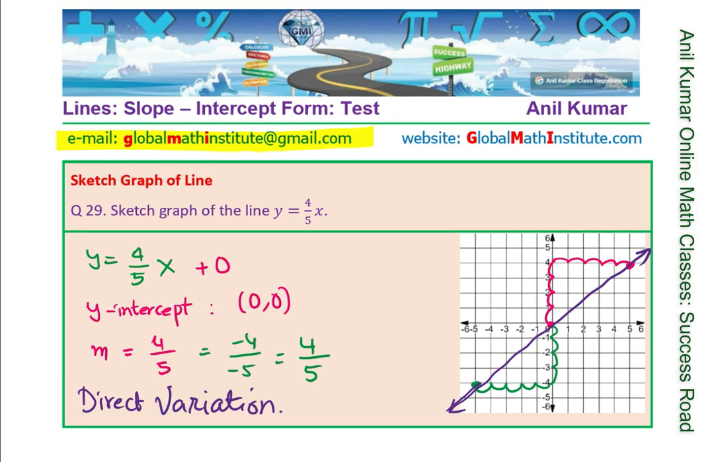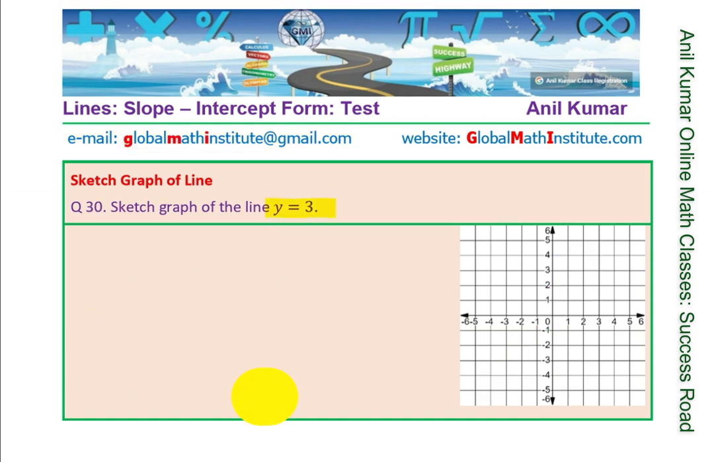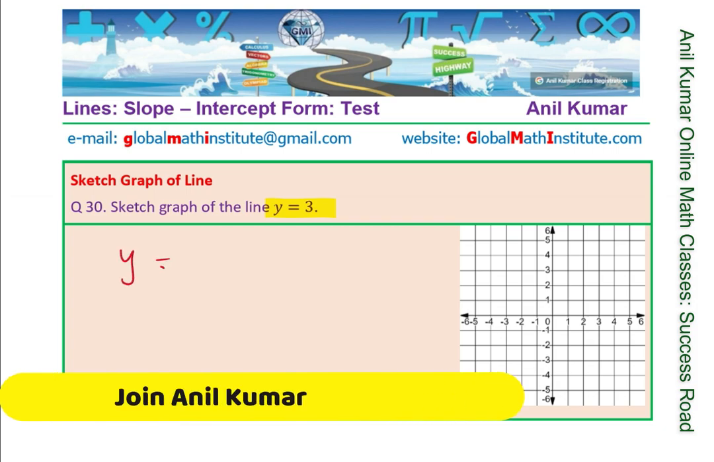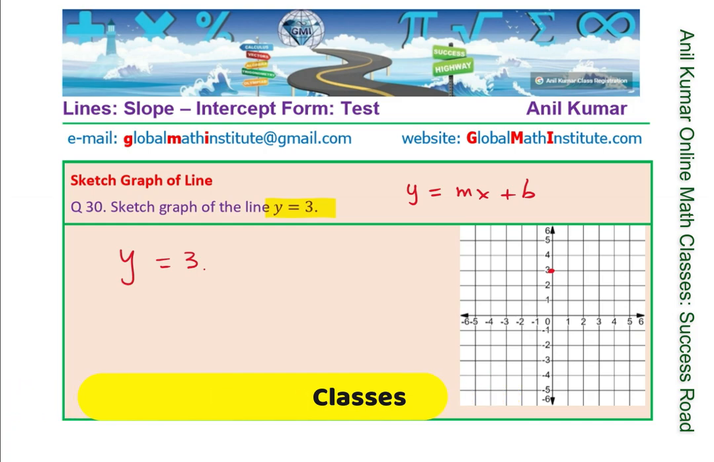Now here is the last example for you. It looks absolutely simple. We need to sketch a line which is y equals 3. Now what does that mean? Sometimes students get confused. Well, how do I do this? I know y equals mx plus b, but y equals 3 gives me a point which is 3. Is it a line? That is what students think.